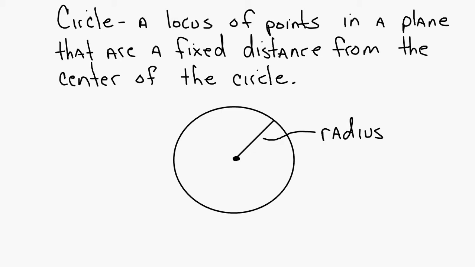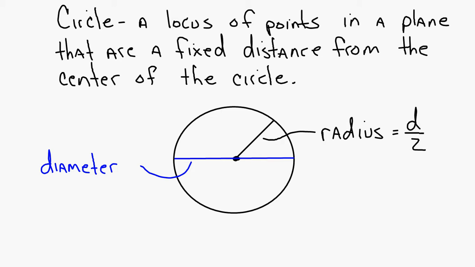All right, the radius. The radius is equal to half the diameter, isn't it? 1/2 diameter, or you can just call it diameter divided by 2. The radius is equal to the diameter divided by 2. The diameter technically goes from one side of the circle to the other side of the circle through the center. So the blue line here, that's your diameter. And that's equal to 2 times the radius.